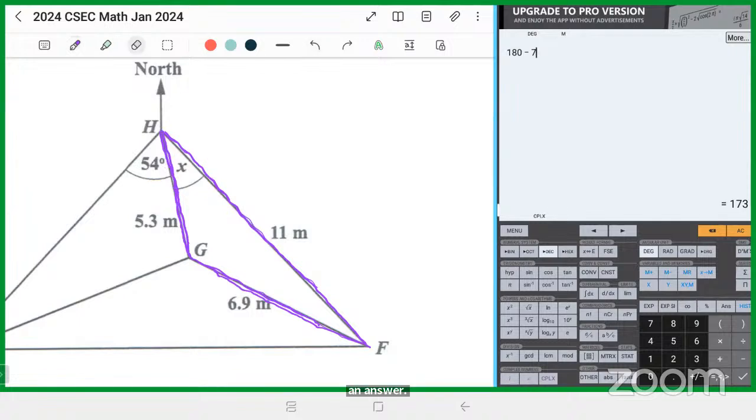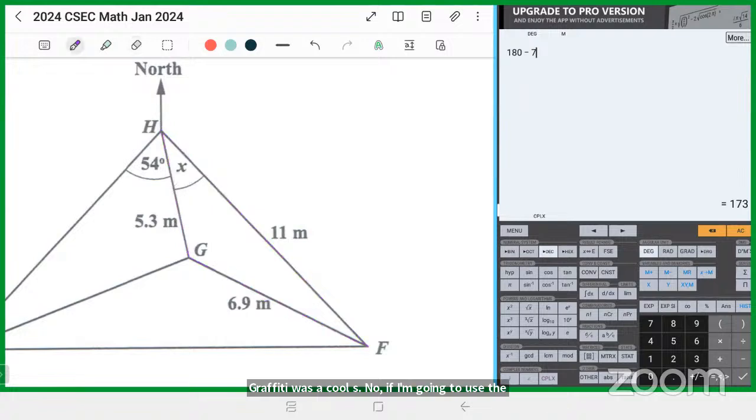Now, if we're going to use the cosine rule, you have to start to imagine the setup of the cosine rule, which is centered on 2 sides and an angle between.